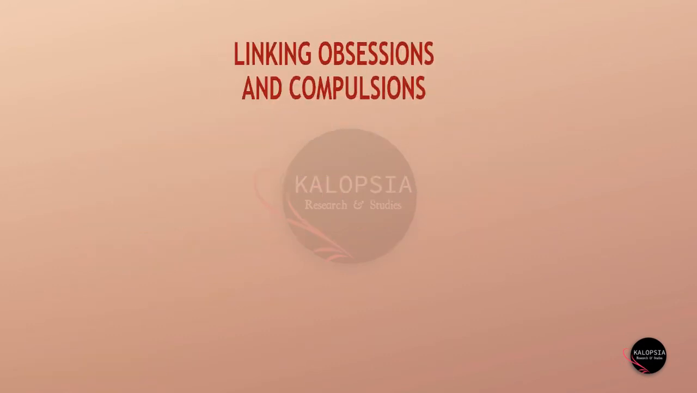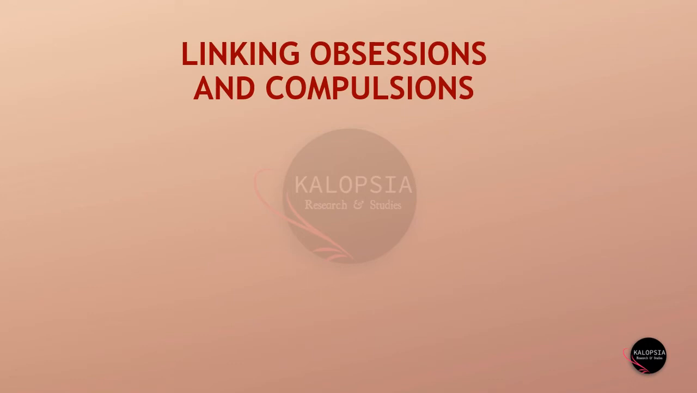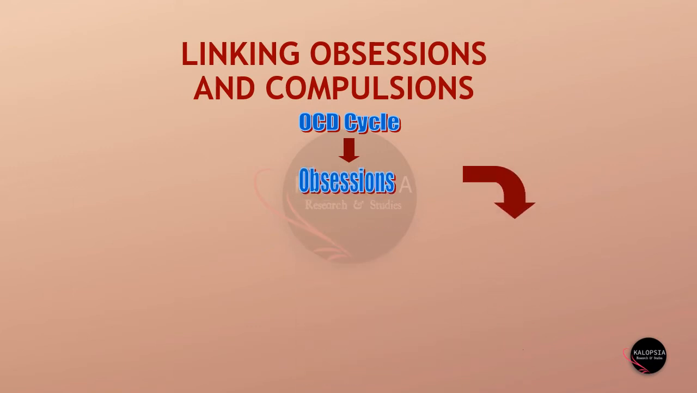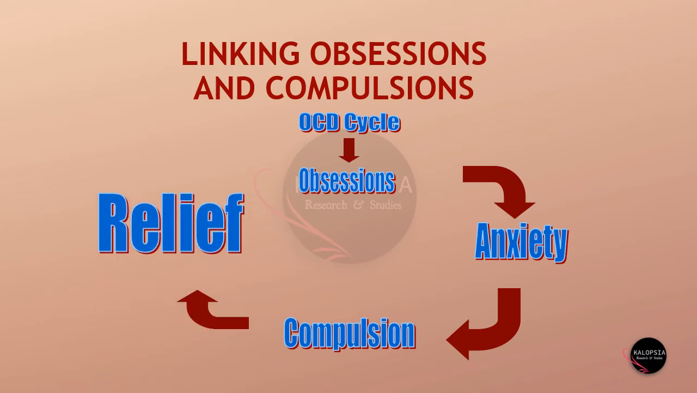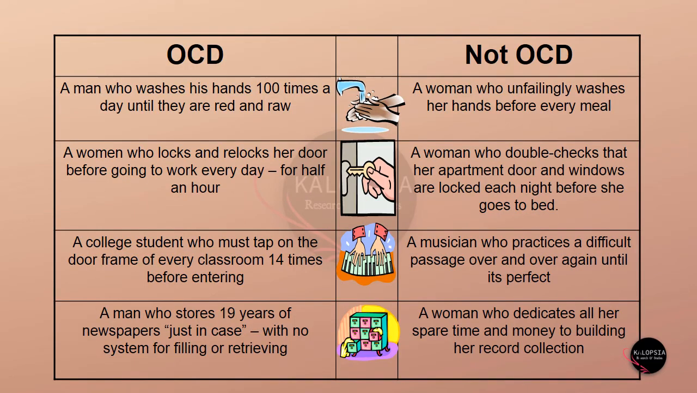Now let's check the link between obsessions and compulsions through the OCD cycle. OCD cycle starts with obsessions. Obsessions lead to anxiety and the anxiety turns into compulsions. And when we complete doing the compulsive acts, we get the relief. Now let's see some examples of OCD and what is not OCD.